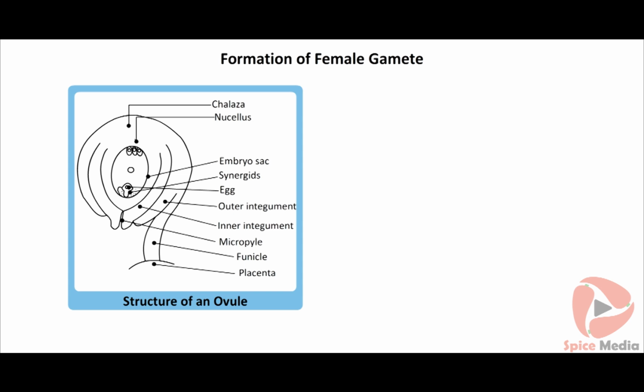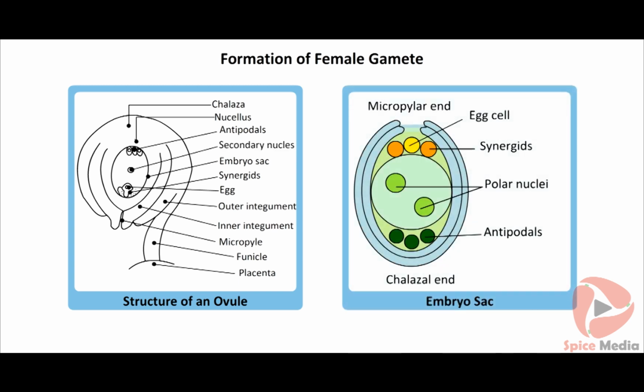On the chalazal end, there are 3 antipodals, and in the middle are 2 polar nuclei, which later on fuse to form a secondary nucleus. Now, the embryo sac is said to be 8 nucleated, but 7-celled structure, because all the cells are haploid except the secondary nucleus, which is diploid.